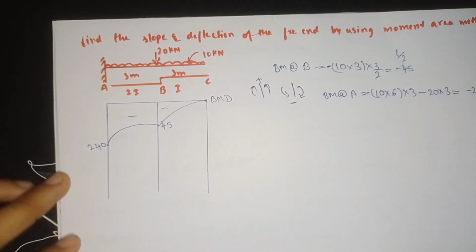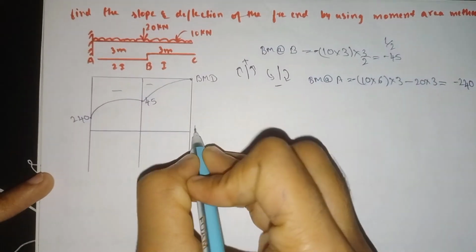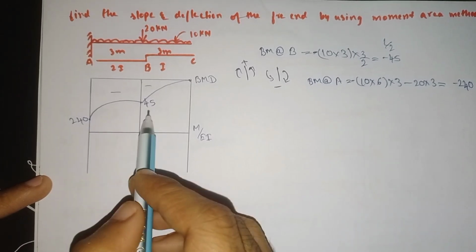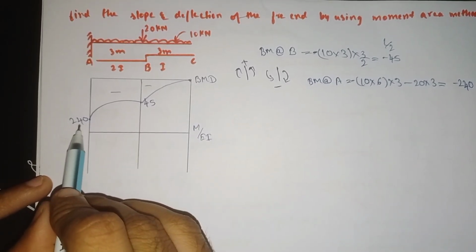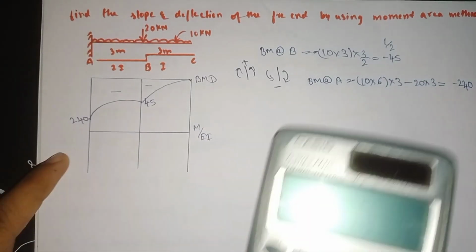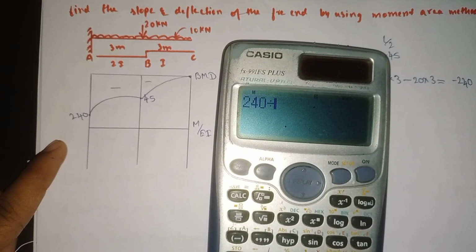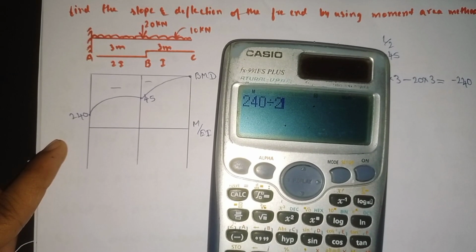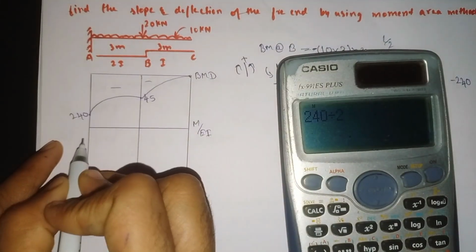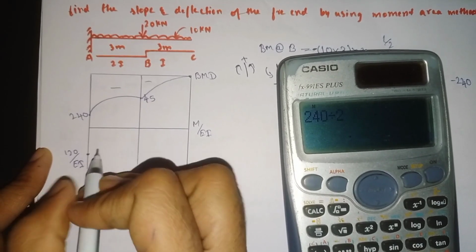Next we need to draw the M divided by EI diagram. Whatever values we got, we need to divide by the EI value. Here 240, and the I value here is 2I, so we solve it directly: 240 divided by 2 comes out as 120. At point A the value will be 120 divided by EI, and it is also negative.